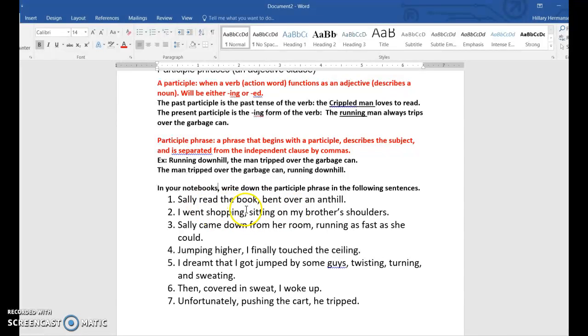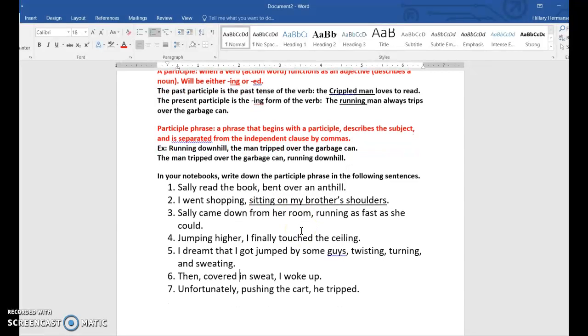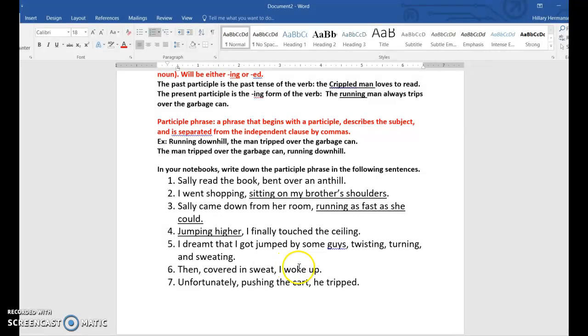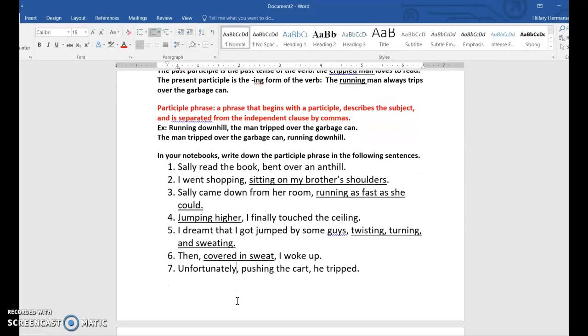So let's look at these. Sally read the book, bent over an anthill. So that would be your participle phrase. I went shopping, sitting on my brother's shoulders. Notice sitting is an ing. Sally came down from her room, running as fast as she could. Jumping higher, I finally touched the ceiling. So jumping higher would be your participle. I dreamt that I got jumped by some guys, twisting, turning, and sweating. So twisting, turning, and sweating would be your participle. Then, covered in sweat, I woke up. And that would be your participle phrase. Unfortunately, pushing the cart, you tripped. So that would be your participle phrase.